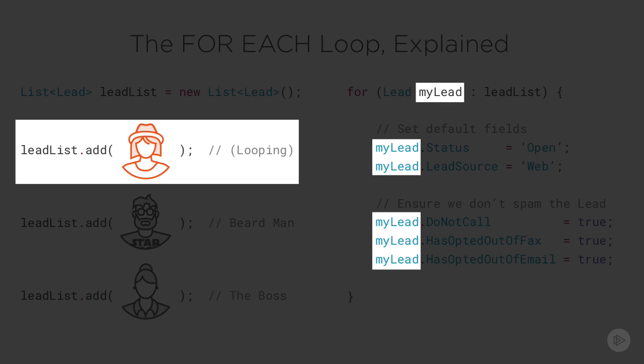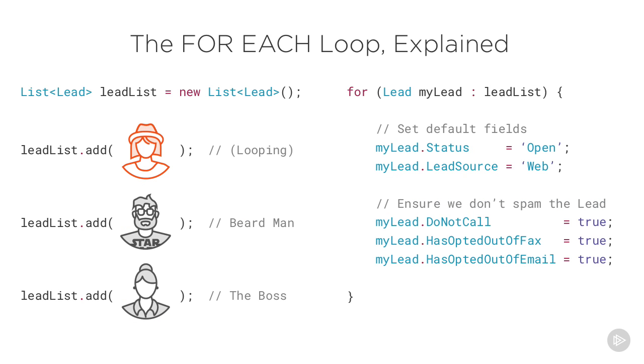Since our code updates the fields on the myLead variable, and Hat Girl is assigned to the myLead variable for this iteration, Hat Girl's fields are changed. Now that Hat Girl's fields have been changed and we can be assured she won't be spammed, our for each loop moves on to the next record, Beard Man.